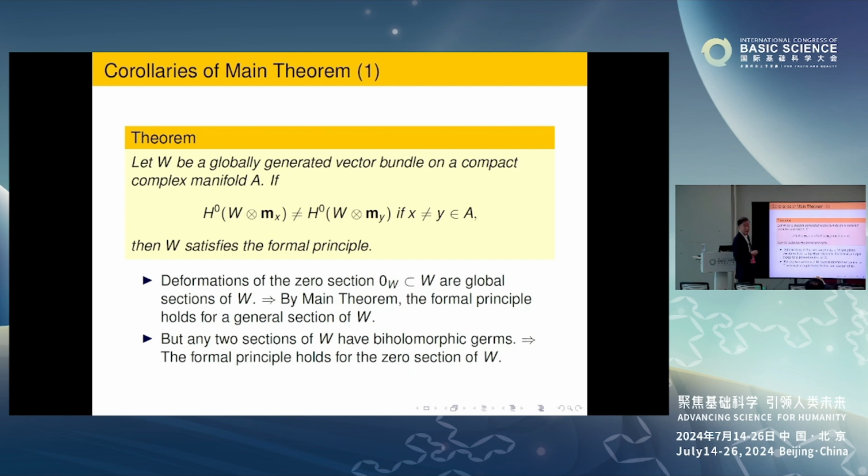Here the point is that the statement for vector bundles is a special case of the statement for submanifolds, because this is for the zero section. What you mentioned is the case of a submanifold and its normal bundle. But here W is already the normal bundle. If you consider a vector bundle, then it's already the normal bundle of the zero section.